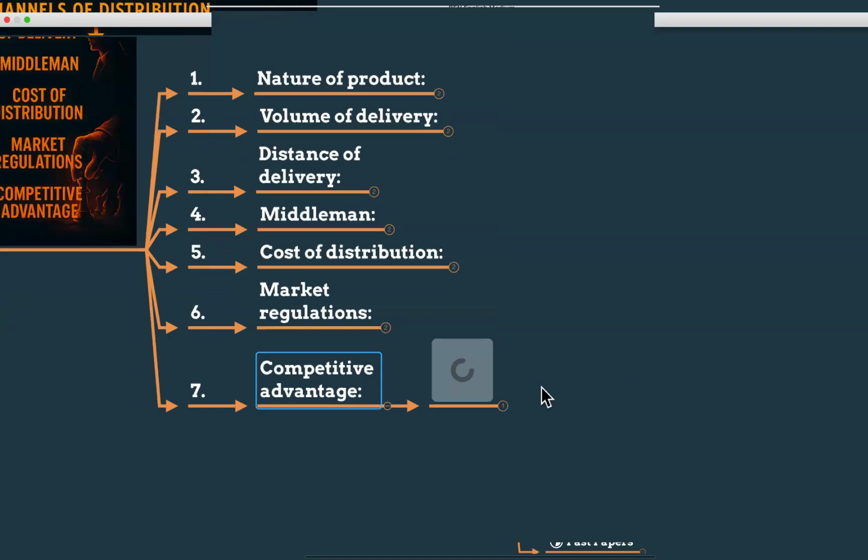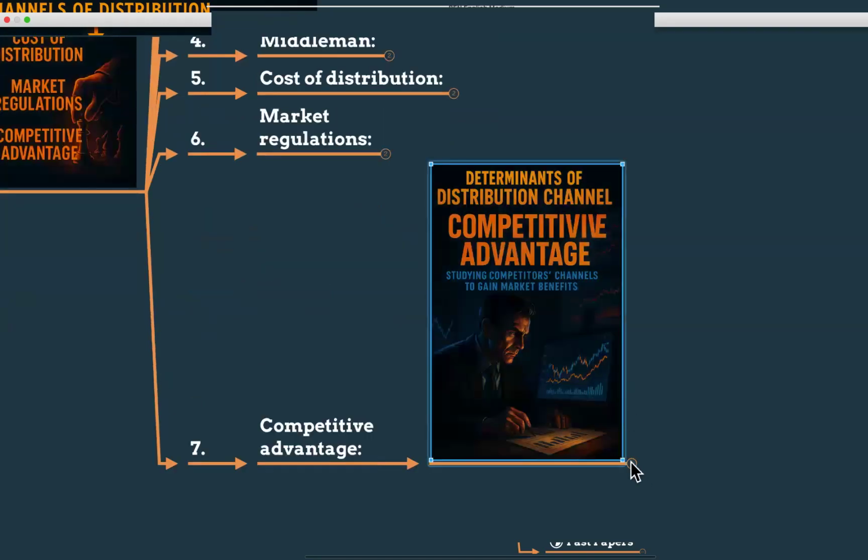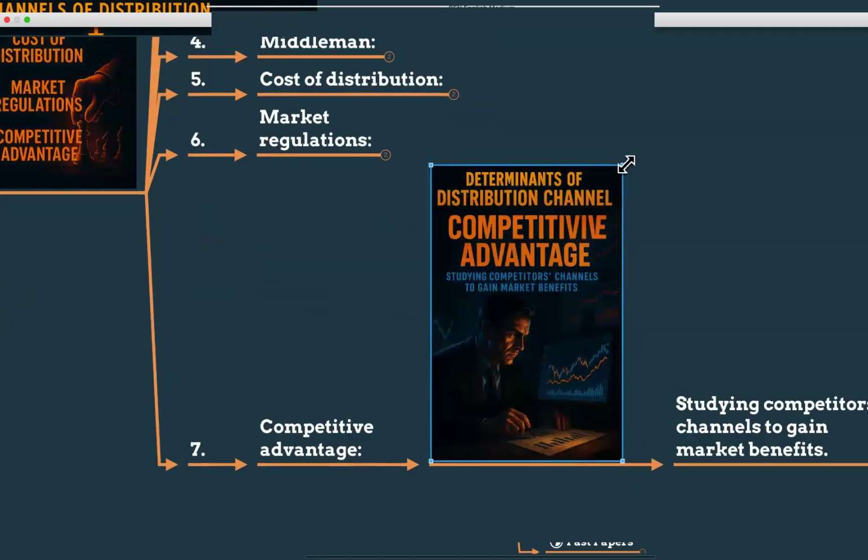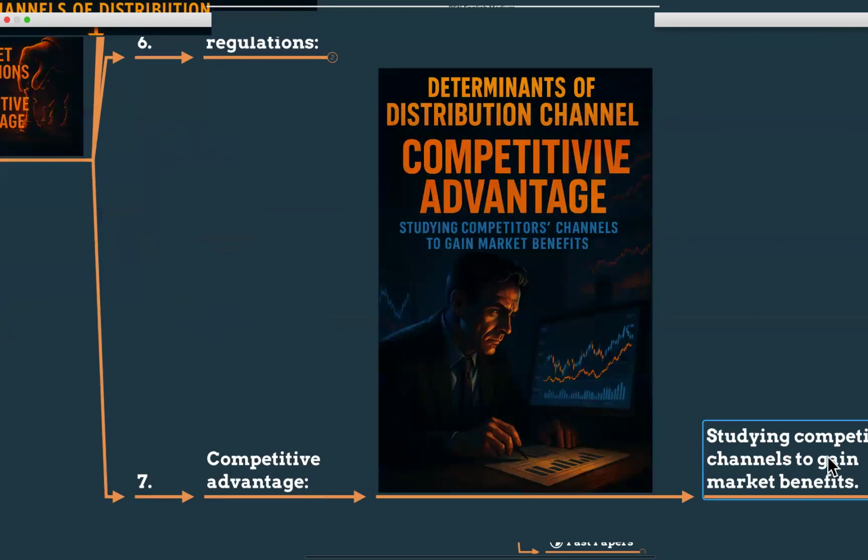At the same time, competitive advantage will decide your distribution channel, like studying the competitor's channel to gain market benefits. It means you will try to match or beat the competitor's distribution method. For example, if competitors deliver free, you might need to do that. Otherwise, you can't do the business. So the competitive advantage also will decide.